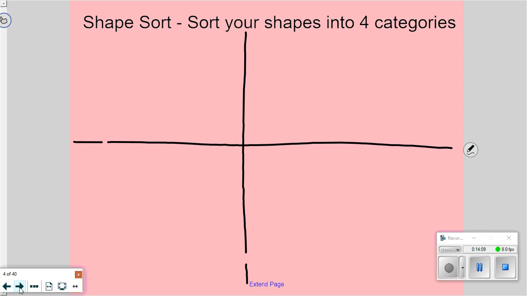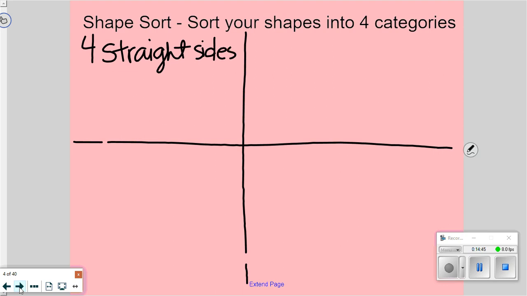Okay, we could sort them by quadrilaterals. Do you know what a quadrilateral is? What is it? Okay, it's a shape that has 4 sides, 4 corners. It does have 4 corners. So we could make a category that has shapes that have 4 straight sides.